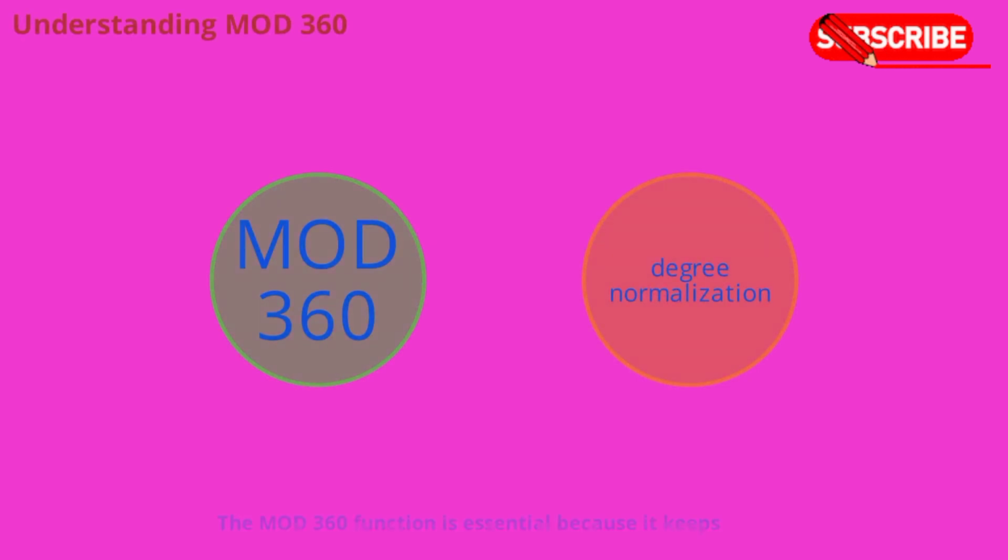The mod 360 function is essential because it keeps your result within the 1 to 360 degree range. If your calculation gives you a number greater than 360, mod 360 subtracts multiples of 360 until you're left with a value within one full circle. For example, if your result is 1323.42, you subtract 3 times 360, which is 1080, leaving you with 243.42. This step ensures that every price or time value maps to a unique position on the circle.